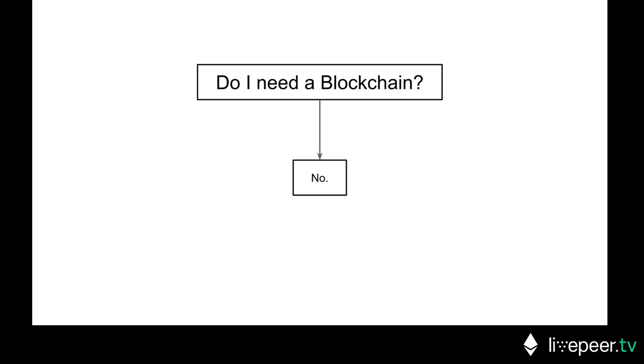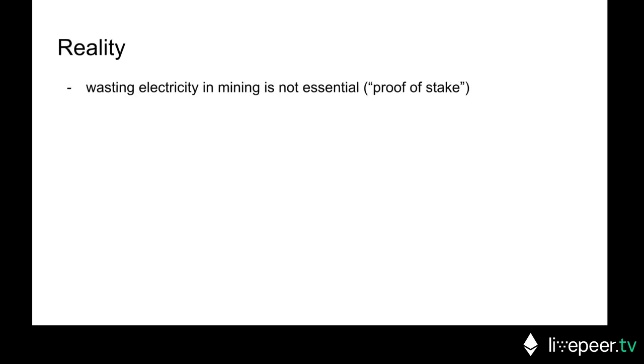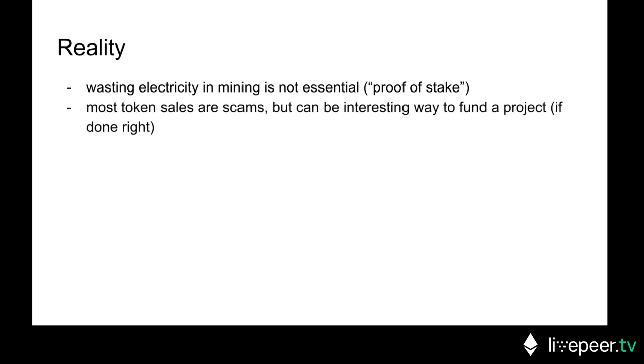But there are, of course, legitimate use cases for blockchains, otherwise I wouldn't be here. And in addition to that, this thing that you're wasting electricity in mining is actually not essential. There is something that is called proof of stake, which can hopefully replace proof of work really soon. And most token sales are scams, but a token sale is actually an interesting way to fund a project if it's done right. So you shouldn't be allowed to just walk away with the money, and you can build a token sale such that this is technically not possible.